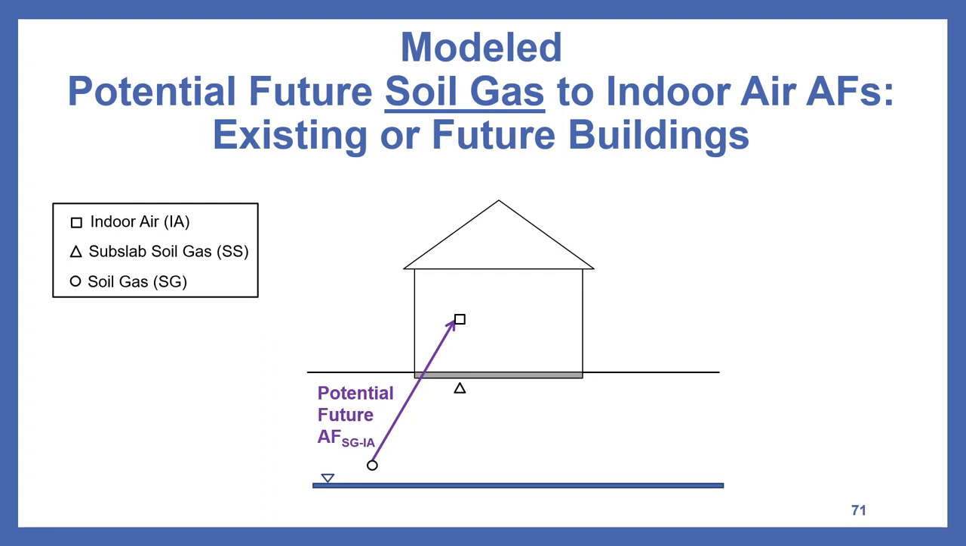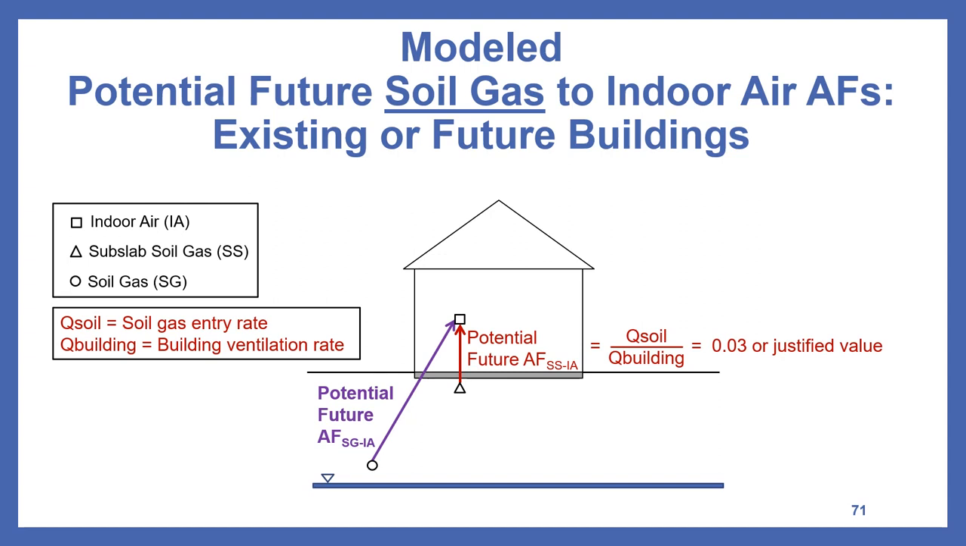And so in this modeling, we first want to account for a potential future attenuation factor that accounts for changes to the building. One example of how you do this is using US EPA's modeling tool based on Johnson-Ettinger modeling. In their model, you can input a Q soil over Q building value. Q soil is the vapor entry rate, Q building is the building ventilation rate. And so this ratio essentially equals the subslab to indoor air attenuation factor.